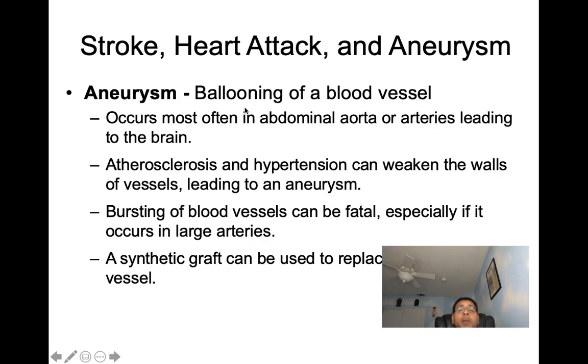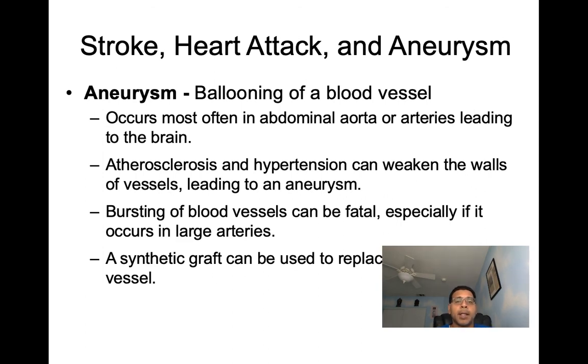Next, let's talk about an aneurysm. An aneurysm is going to be a ballooning of a blood vessel. And this occurs most often in the abdominal aorta or the arteries leading to the brain. Atherosclerosis and hypertension can weaken the walls of the vessels, leading to an aneurysm. Now, if we have a bursting of the blood vessel, this can be fatal, especially if it occurs in our large arteries. That's going to lead to a large loss of blood. Through some very expensive procedures, we've got synthetic grafts that can be used to help replace damaged parts of vessels.